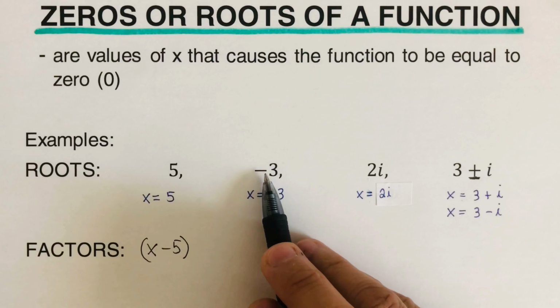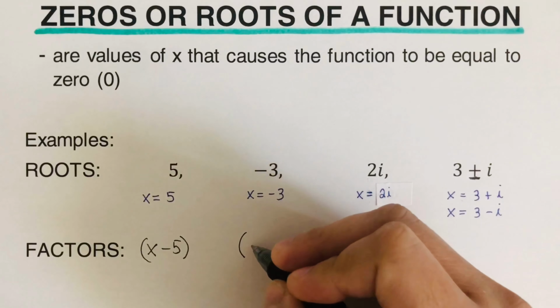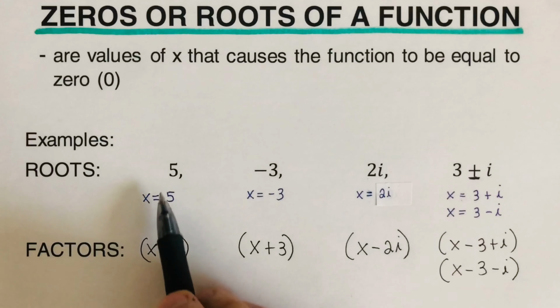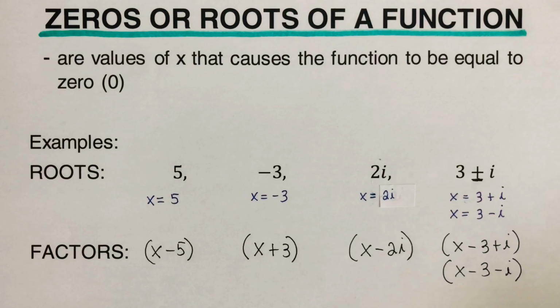In this next root, we can write this as x plus 3. This one can be written as x minus 2i. And this one in factored form, we can write as x minus (3 plus i), and the other one is x minus (3 minus i). So this is how we change the roots into factored form. Pretty much the trick is, if we are given the roots in either of these notations, all we need to do is switch the sign of the root, put it next to the x, and put these two binomials inside the parentheses.